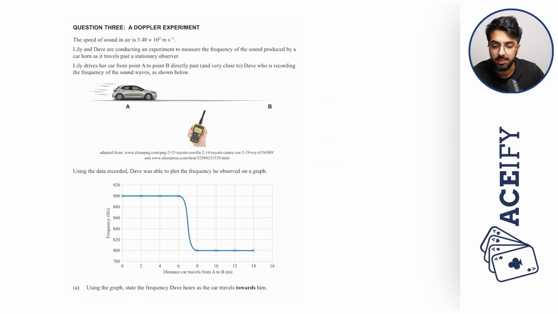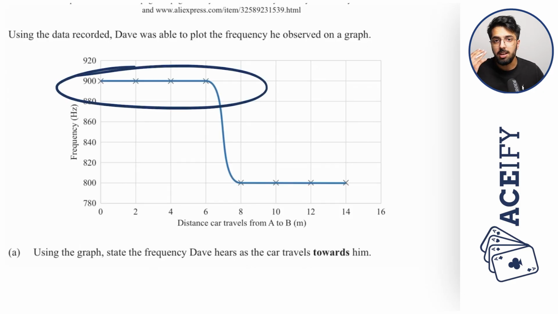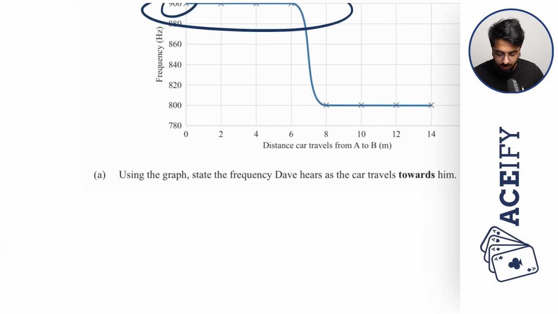Lily and Dave are conducting an experiment to measure the frequency of sound produced by a car horn as it travels past a stationary observer. Lily drives her car from point A to point B directly past and very close to Dave, who is recording the frequency of the sound waves as shown below. Use the graph to state the frequency that Dave hears as the car travels towards him. So we can simply see right here, this is the frequency that Dave hears as the car approaches him, and that is 900 hertz. So we can simply put 900 hertz right here.